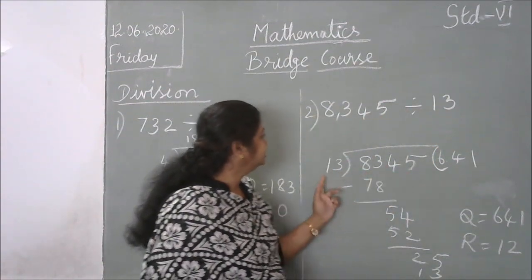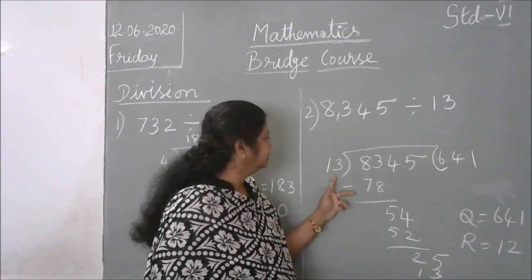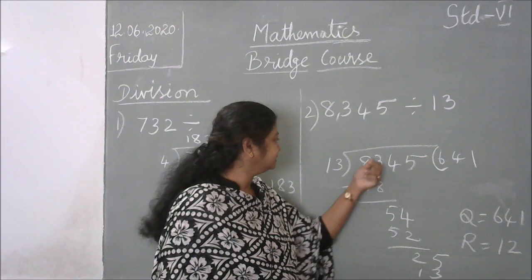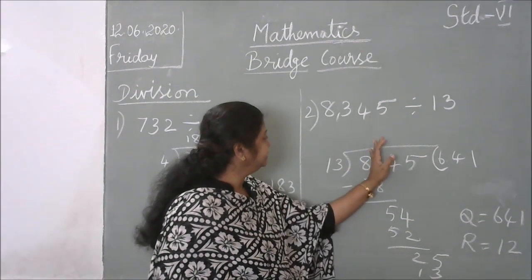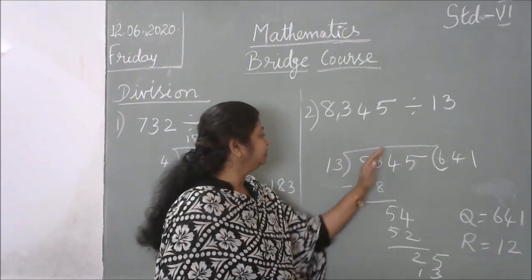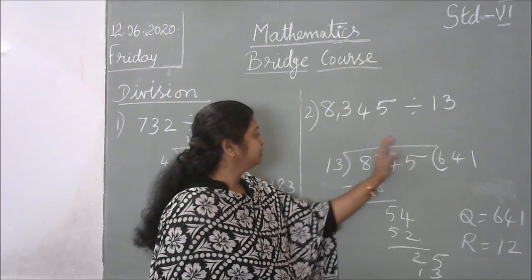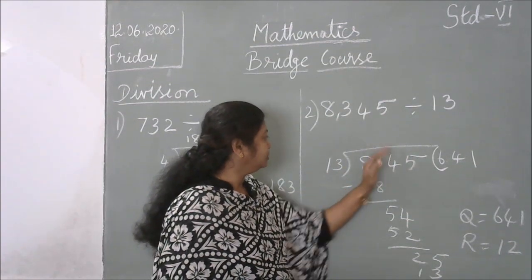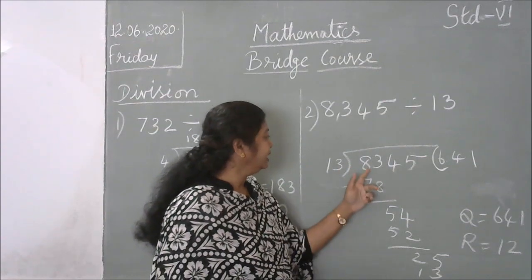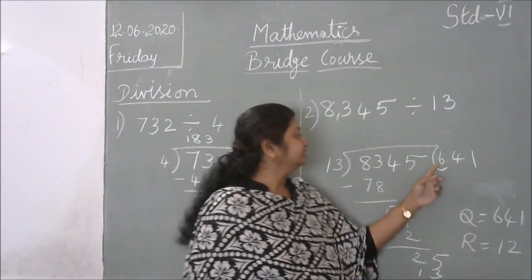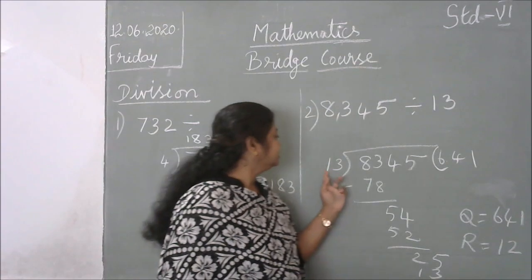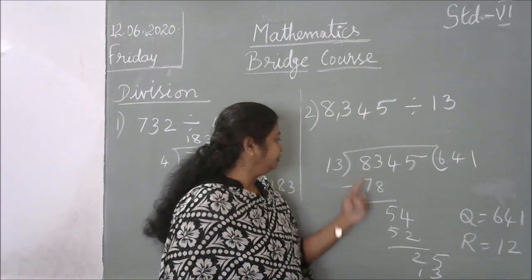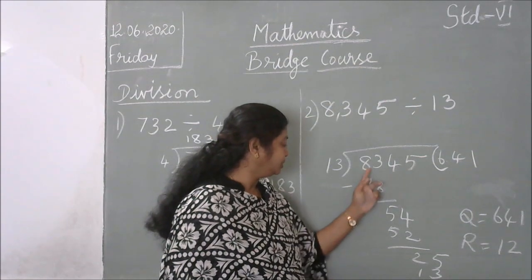8,345 divided by 13. First you have to take the first number, 8. 8 is less than 13, so you have to take two numbers here. So you get 83. 83 is greater than 13. So how many 13s are there in 83? 6 13s are 78. So if you subtract 78 from 83, you get 5.